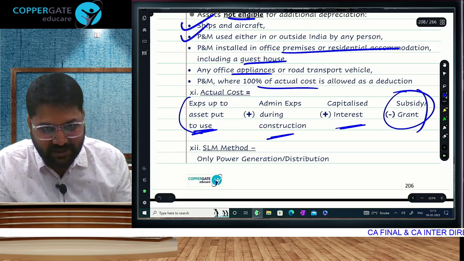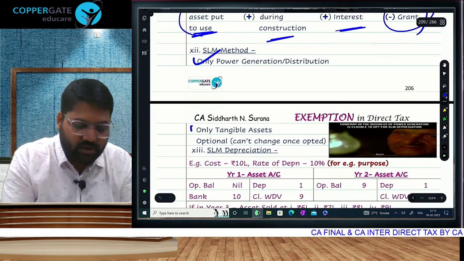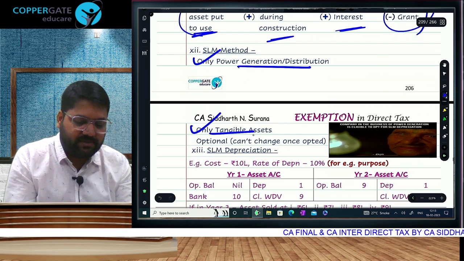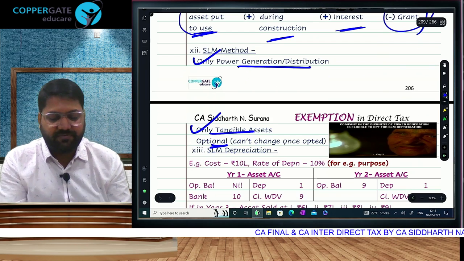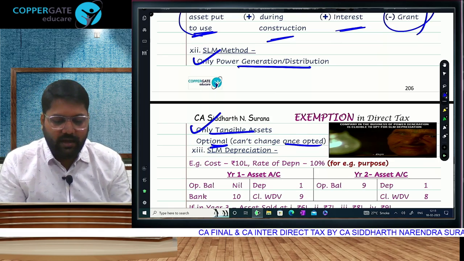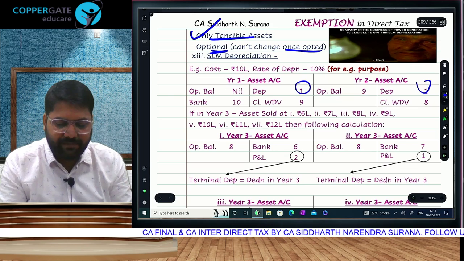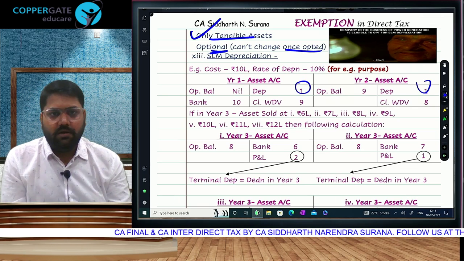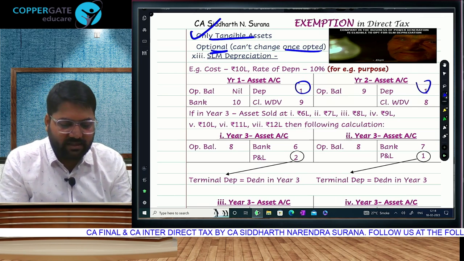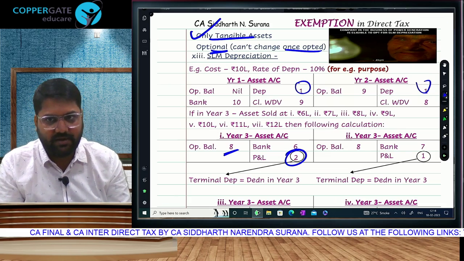This is the cost that will be added in the block. Also, the cost on which you get additional depreciation. Only power generation and distribution, on their tangible assets, have the option, which once taken cannot be changed, of taking depreciation on SLM basis. Very easy. Every year there is going to be your fixed amount of depreciation. But if you sell your asset, if the selling price is less than the value, the difference will be the remaining depreciation deduction. We call it terminal depreciation.